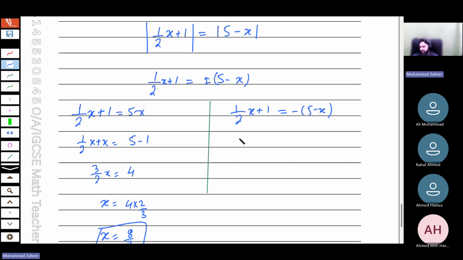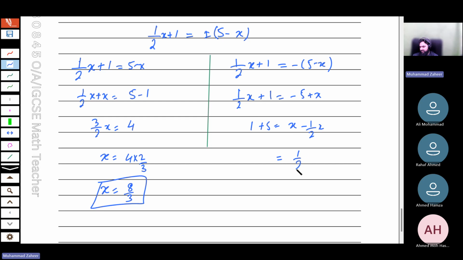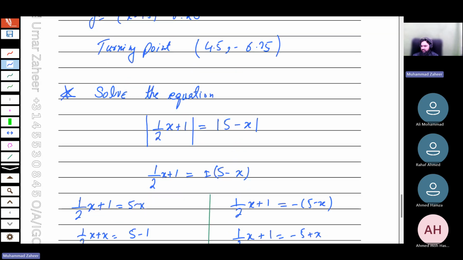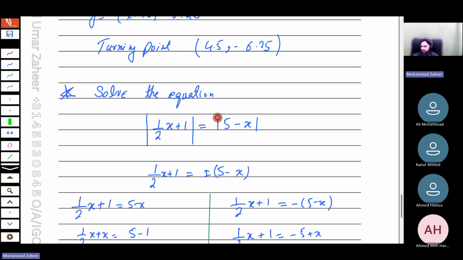Now we have to solve this one with a negative sign. So it will become 1 over 2x plus 1 is equal to minus 5 plus x. Take this value here. Minus 5 will become plus 5. It will become minus 1 over 2x. x minus 1 over 2x will be 1 over 2x. Okay, 1 minus 1 over 2 will be 1 over 2. Now 2 is dividing, it will be multiplied. So I'm going to get the value of x equal to 12. So look here, don't forget, if you have a modulus sign on both sides, no worries, you just have to simplify them the same way you do any linear one.